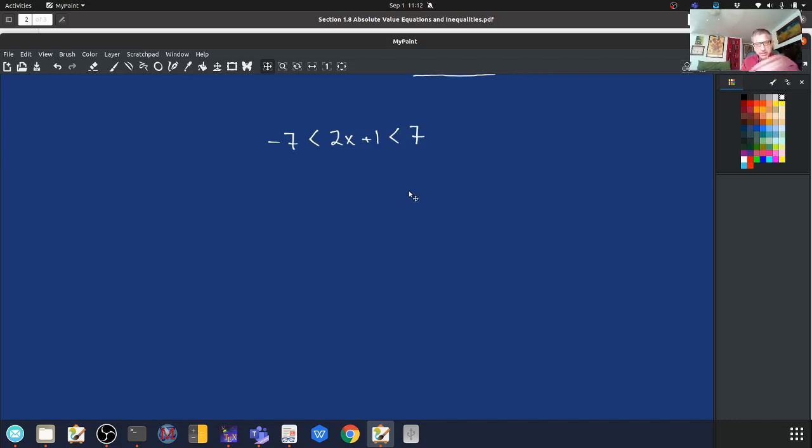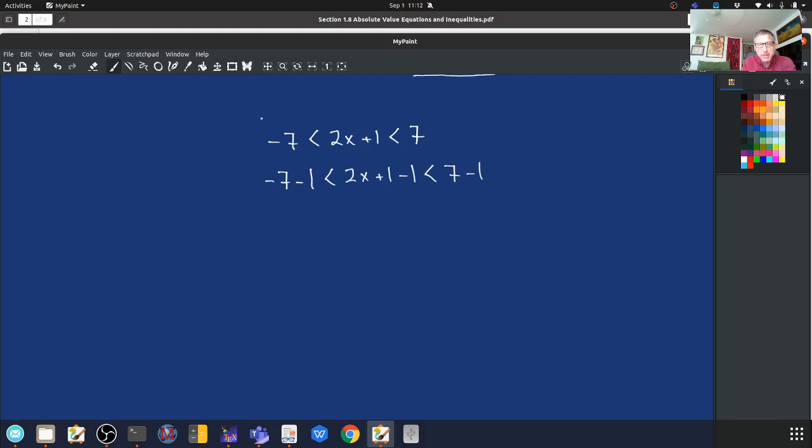So let's go about solving this. The easiest way to solve this is we're going to isolate the middle term to have just the x term. So that means I'm going to subtract minus 1 from all three parts. Yeah, that's a legal operation. We can subtract it from all three parts. You have to remember to subtract it from all three parts.